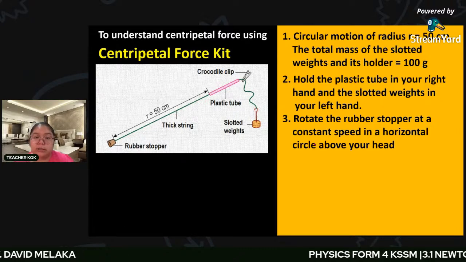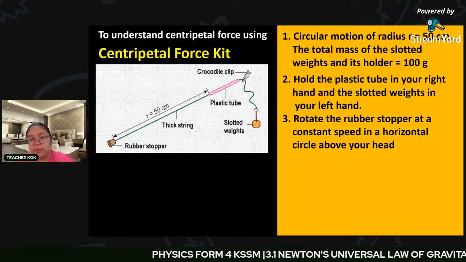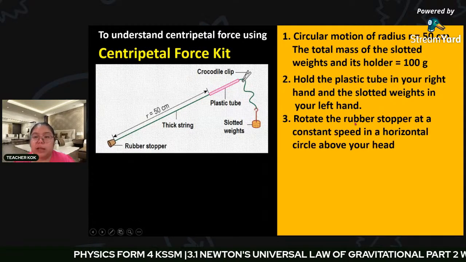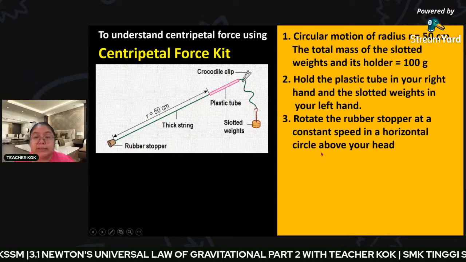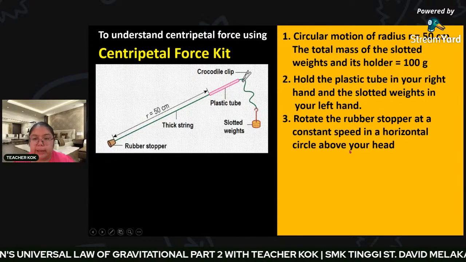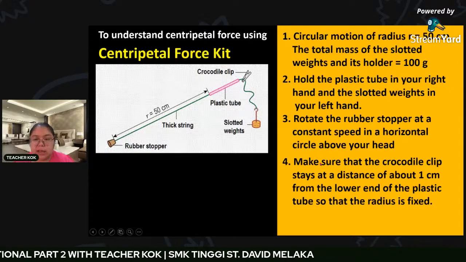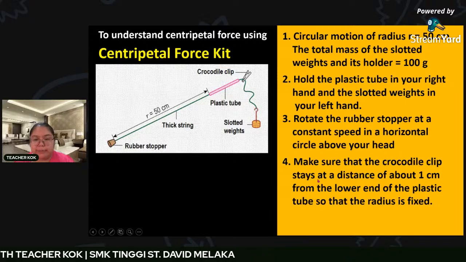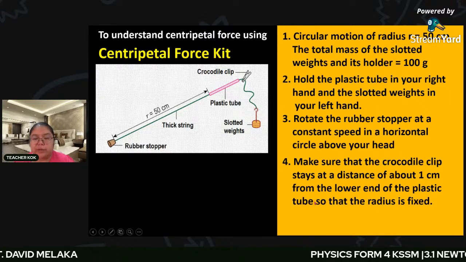You turn it, just like playing with a ball. Rotate the rubber stopper at constant speed in a horizontal circle above your head. Now you see how to rotate. We explain first: make sure the crocodile clip stays at a distance of about 1 cm from the lower end of the plastic tube.